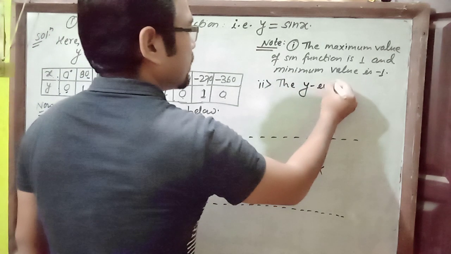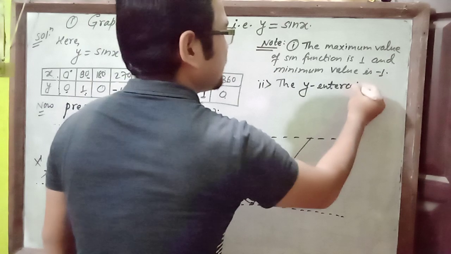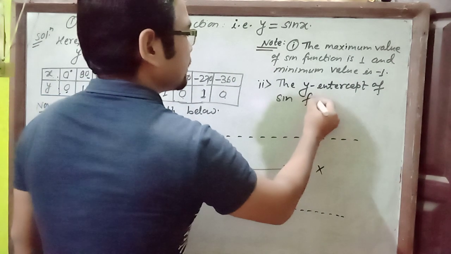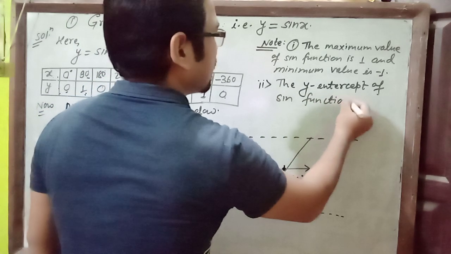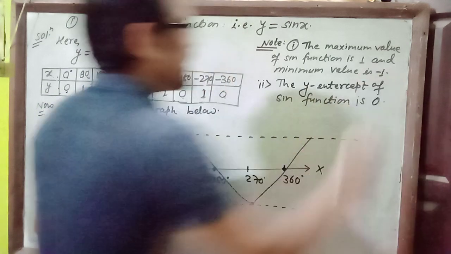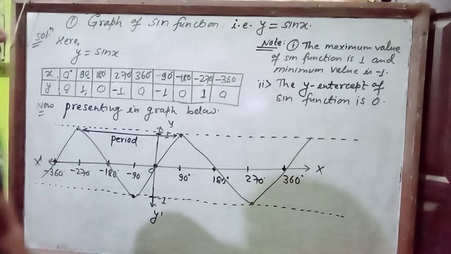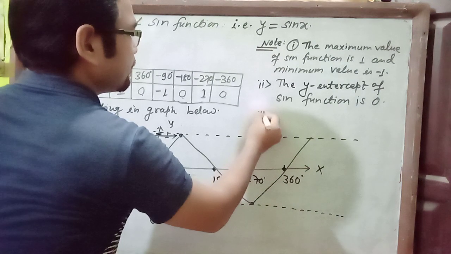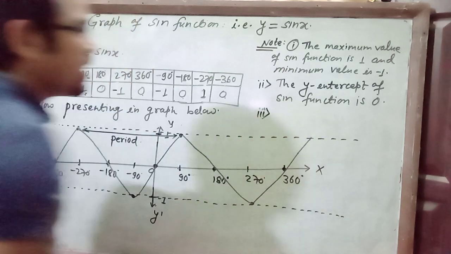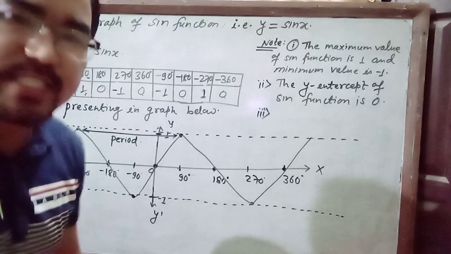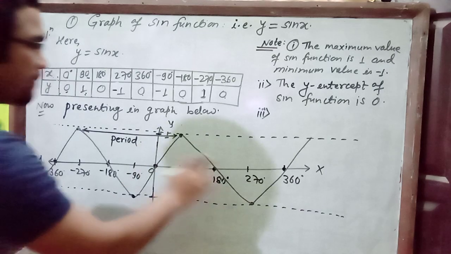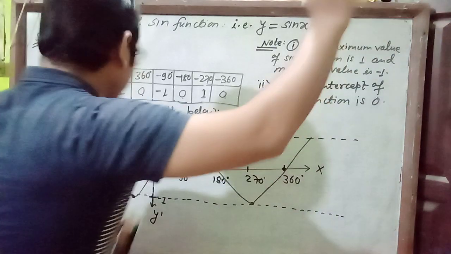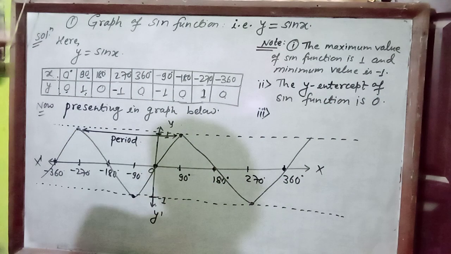So we can write here the y-intercept of sine function is 0. The y-intercept of sine function is 0. Third number, everyone, x-intercept of the sine function, if it asks, then you can write many more here: 0 degree, +180, +360, -180, up to +infinity and -infinity, we can write.